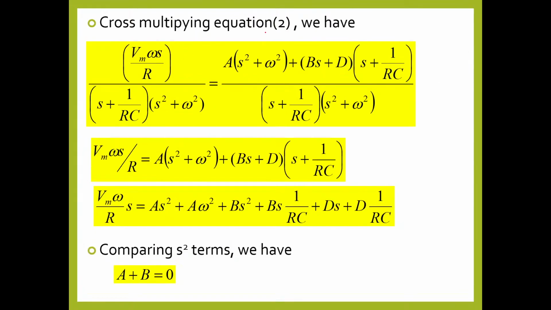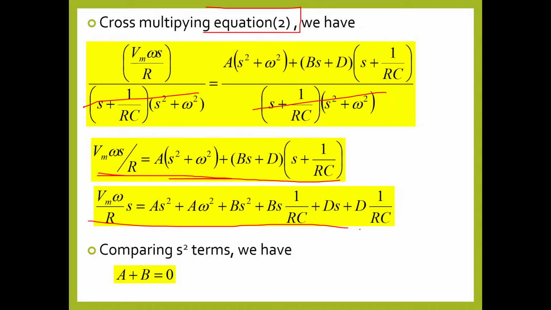Similarly, to determine b and d, simply cross multiply the equation number 2. If you cross multiply, you will get common denominators on both sides of the equal sign and you can cancel them. And later on, you just expand that expression. If you expand, you will get this expression. Okay, so Vm omega by R s is equal to a s square plus a omega square, b s square plus b s into 1 by rc, d s plus d 1 by rc you will get.